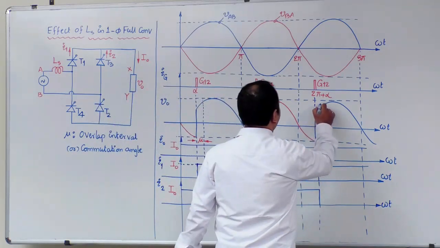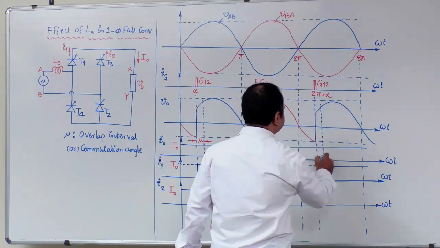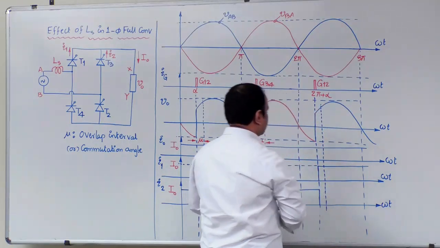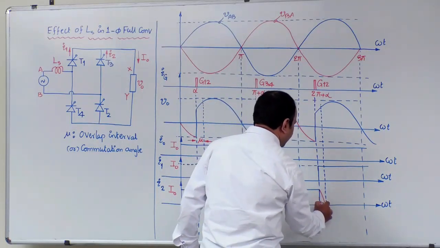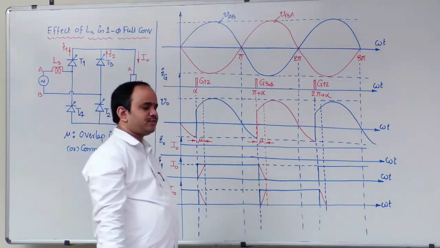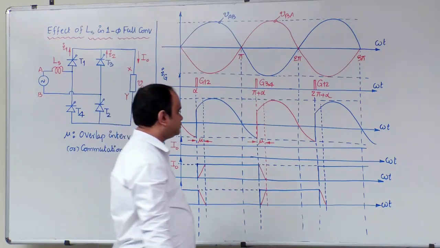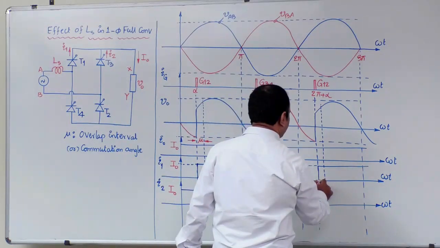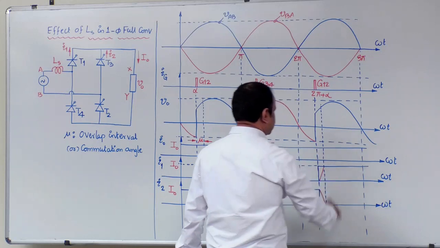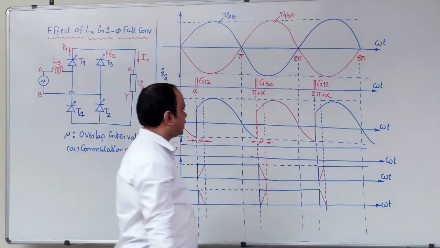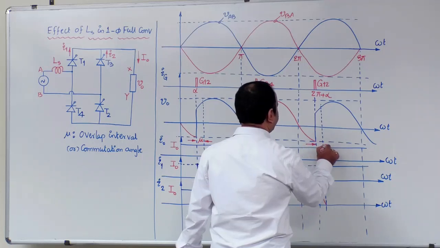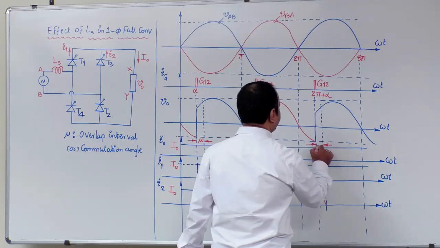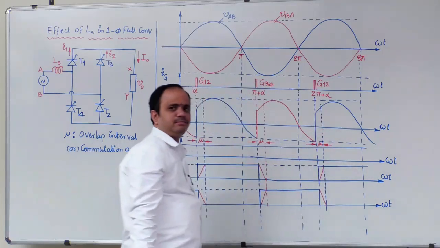Similarly, at 2 pi plus alpha again, the T3, T4 pair current will decrease from I0 to 0, and the T1, T2 pair current will increase from 0 to I0. This is also an overlap interval, represented with the symbol mu.